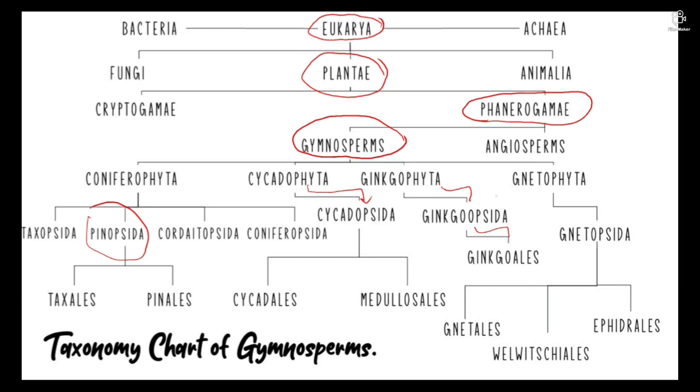And lastly, Gnetophyta produces one class, which is Gnetopsida, and from that one class it divides into three orders, which are Gnetales, Welwitschiales, and Ephedrales.